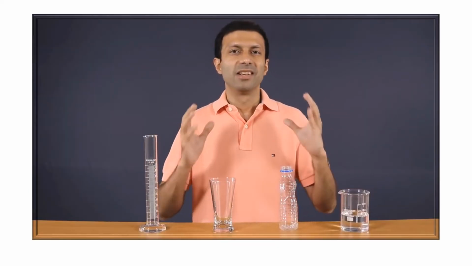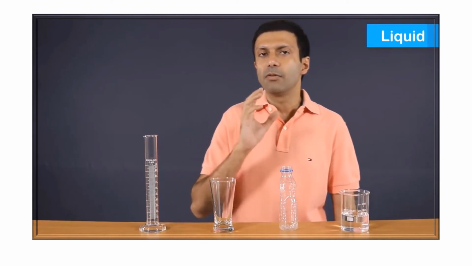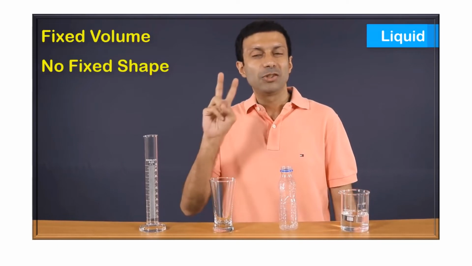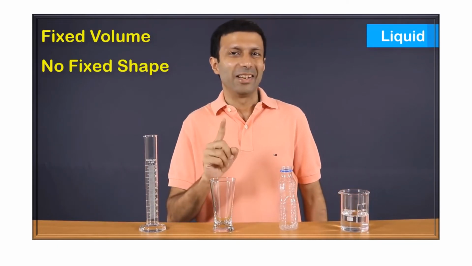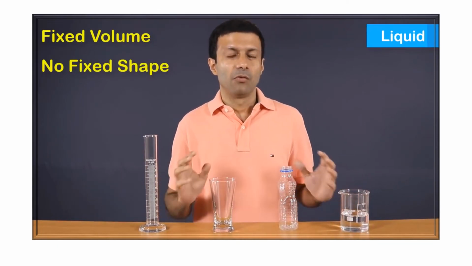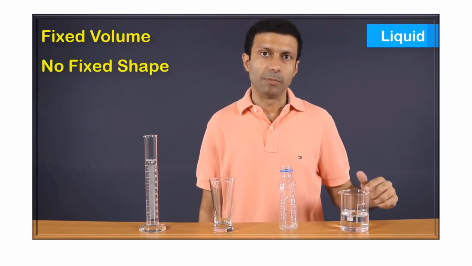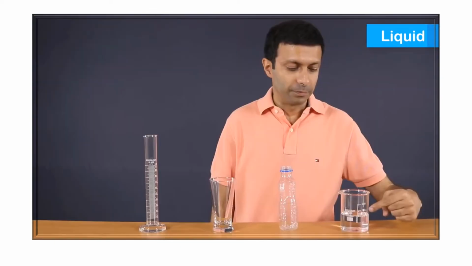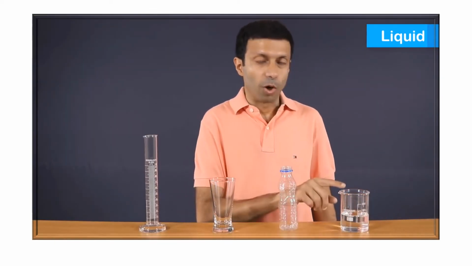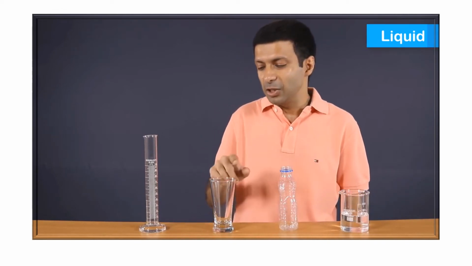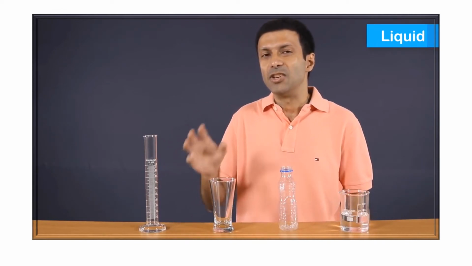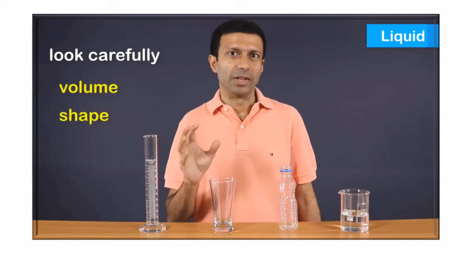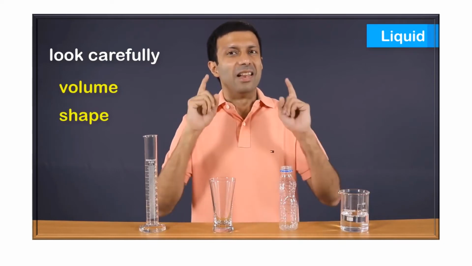Now let's take a look at liquids. Liquids have a fixed volume but no fixed shape. I'm going to prove these 2 points to you with one single experiment here. For the experiment, I've taken water in this beaker, and as you can see, there's 100 ml of water here. Now I'm going to transfer this water into this container, this one, and this one. Carefully take a look at what the change in volume and shape of the liquid is. So are you ready? Let's start.